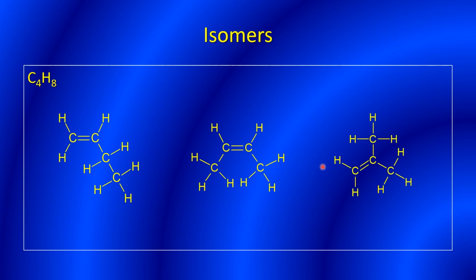And then we get a branched chain isomer where we have 3 carbons in a chain with 1 carbon coming off the central carbon and a double bond between 2 of the carbons. And this isomer would be called methylpropene. Methyl because there's a 1 carbon as a branch, and propene because there are 3 carbons in the chain.